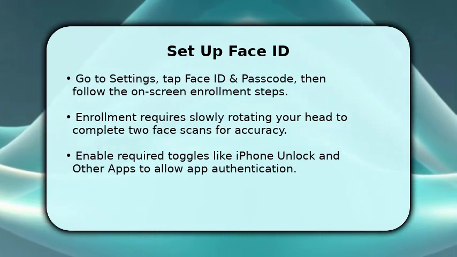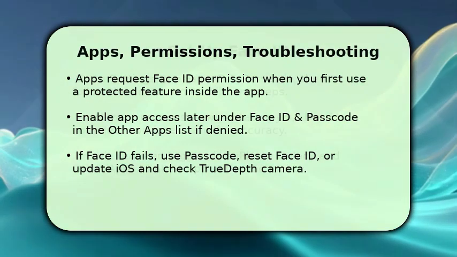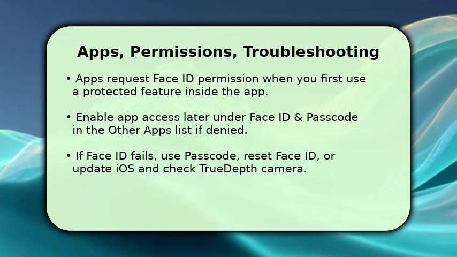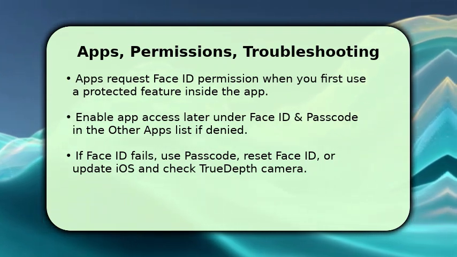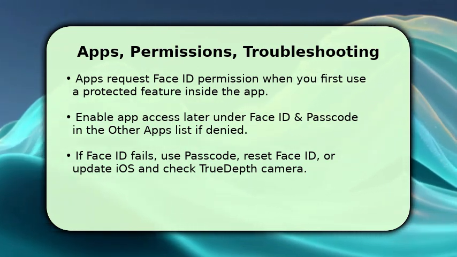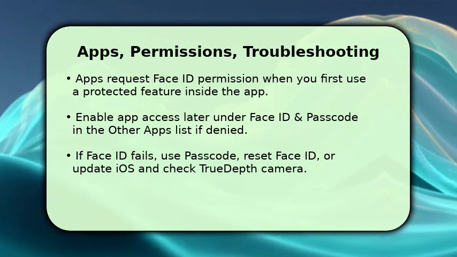When an app needs biometric authentication, it will prompt you to enable Face ID on first use. If you denied permission, open Settings, Face ID and Passcode, and enable the app in the Other Apps list. Use passcode to access the app if Face ID temporarily fails or after a restart.